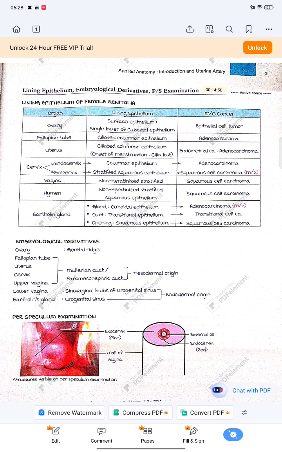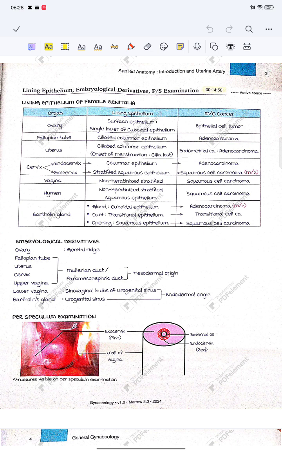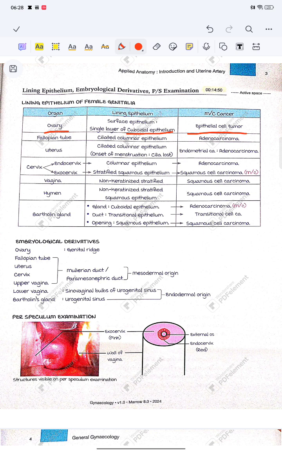So now we are on page 3. Here we are going to discuss the lining epithelium of female genitalia. In the case of the ovary, we have surface epithelium, that is a single layer of cuboidal epithelium. So mainly in the case of ovary, we have cuboidal epithelium. The most common cancer is the epithelial cell tumor.